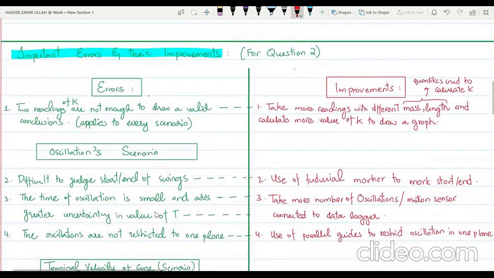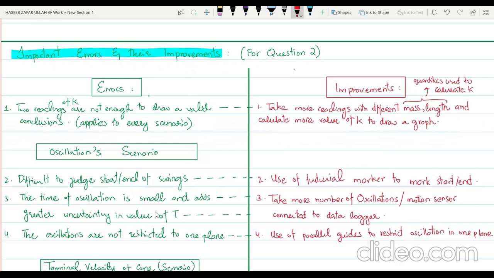Now the important errors, limitations and improvements, which are usually of vital importance, are in question number two. One of the most used, which can apply in every scenario and you can write it in each scenario, is the error of the two readings of k. Mostly they require you to calculate a value of k in the last, and then you can write that the two readings of k are not enough to draw a valid conclusion, because it increases the uncertainty.